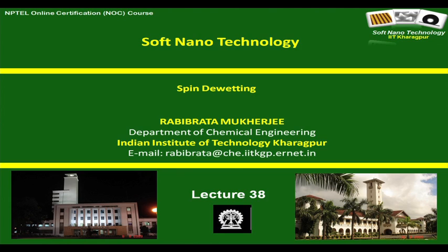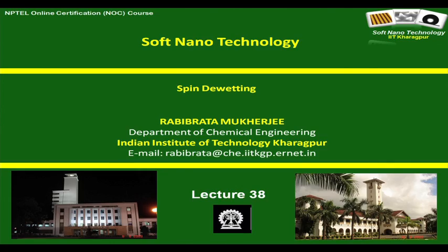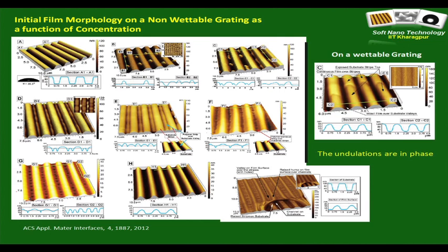Welcome back. Now on the 38th lecture of the course, we have been discussing what happens when one tries to coat a thin film on a topographically patterned substrate. And we have just realized that there is in fact a critical concentration only above which a continuous film might form. Even then there are additional complexities: even if a continuous film forms, to what extent the substrate is wetted by the casting solvent is an important criterion.